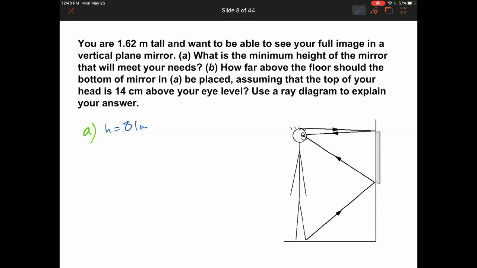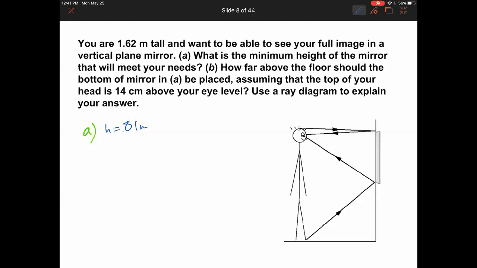Alright, so part B. How far above the floor should the bottom of the mirror be placed, assuming that the top of your head is 14 centimeters above your eye level? And we're going to use a ray diagram to explain. Well, here's what I have. The mirror should be located such that you are able to see the top of your head and your toes. But it doesn't have to be the same height as the top of your head, or the same altitude.